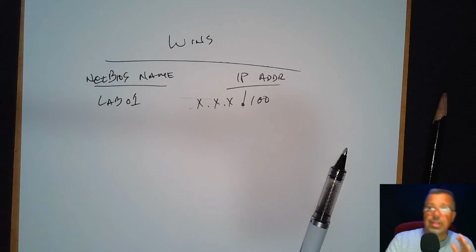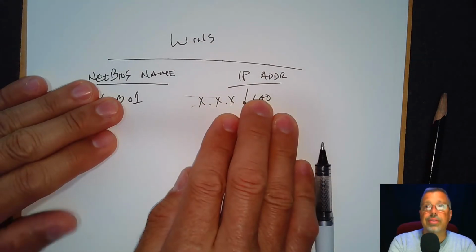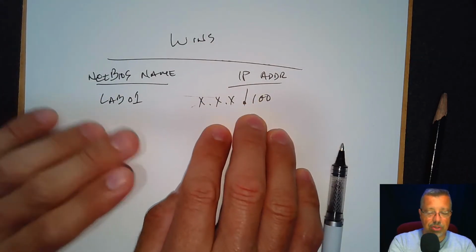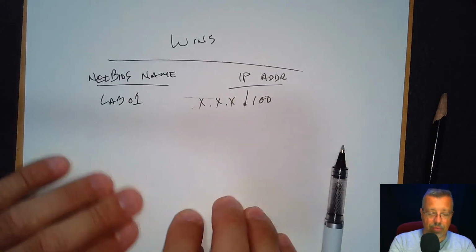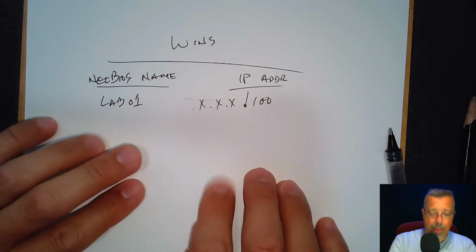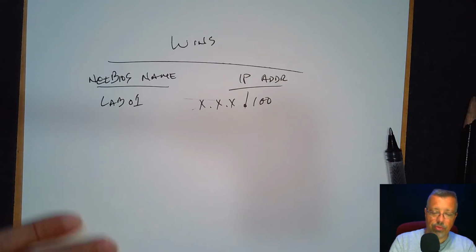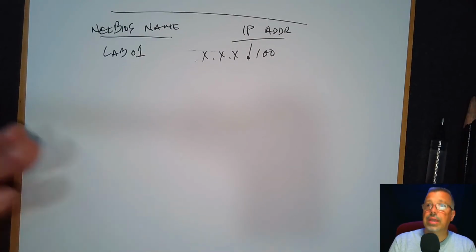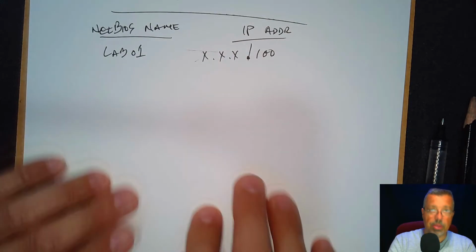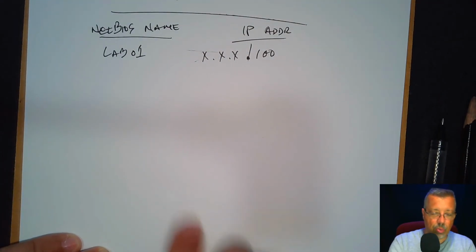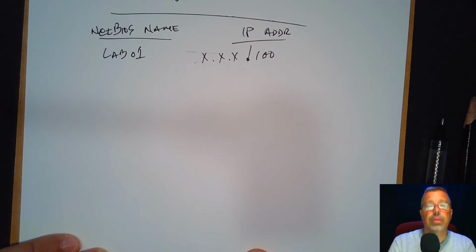So in theory, at the beginning of the day, if all the machines are shut off properly, I will have nothing in this list. As the machines start to come on, in whatever order they come on, they will populate this list. So it'll get longer and longer and longer. Let's say I have 20 machines in the lab and all 20 of them come on. This will have all 20 of those NetBIOS names and all 20 of those IP addresses.